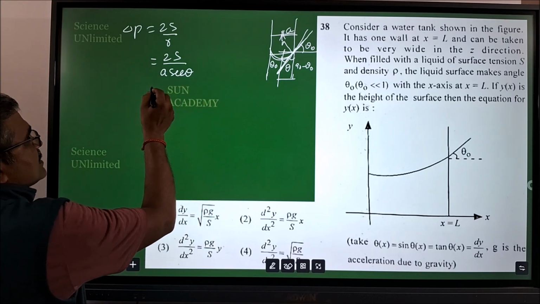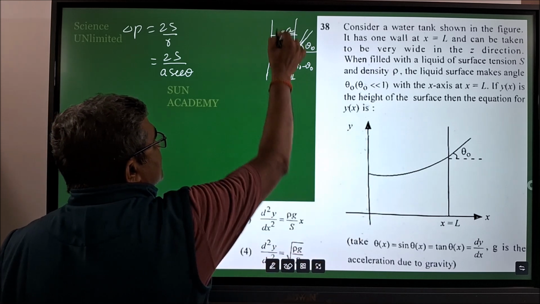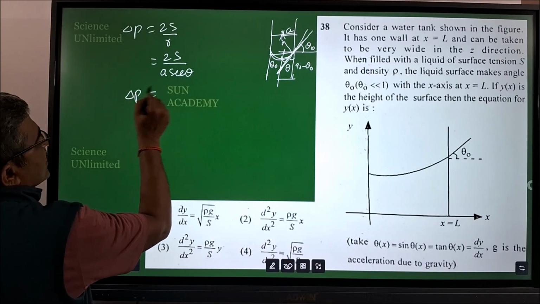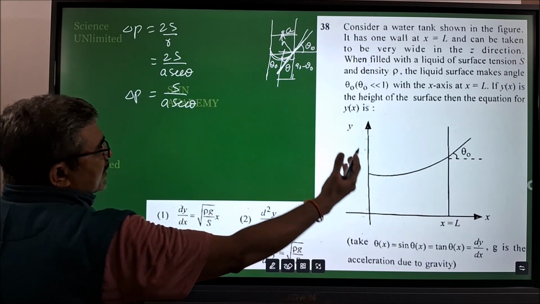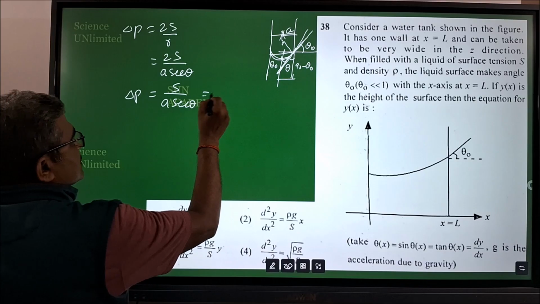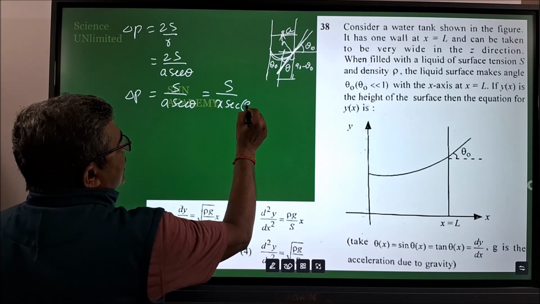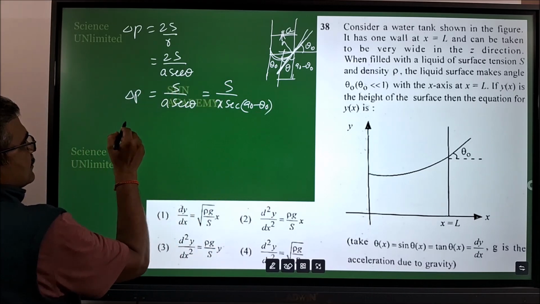Then the 2 gets cancelled. We are considering only one wall, so even for the given question it is half only. So delta P will become S by a secant theta. In our case, a will be considered as x because it is a function of x, so it is equal to S by x secant theta. In terms of theta, I can write 90 minus theta naught. So I will reshuffle this formula.